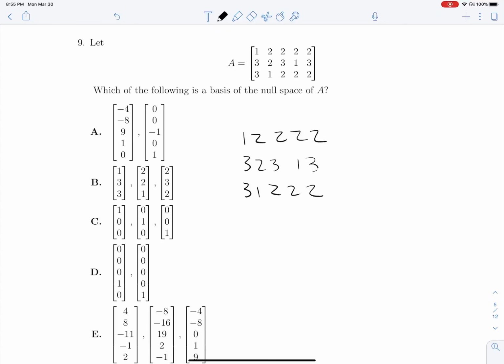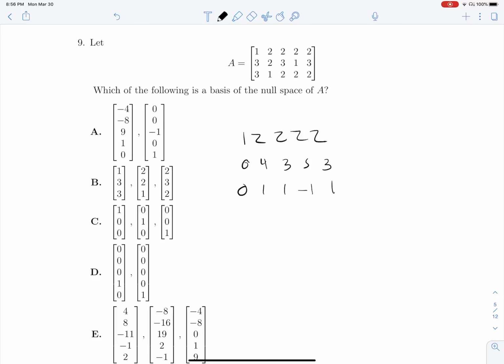Okay, let's subtract 3 row 1s from row 2. 0, -4, -3, -3, that's weird, 3, and -5, and subtract 3 row 1s from row 3. We will get -4, -4, -4, and a -5 here. I'm going to flip the sign of row 3 and row 2, and we're going to subtract row 2 from row 3. That will leave us with 1, 1, -1, 1.